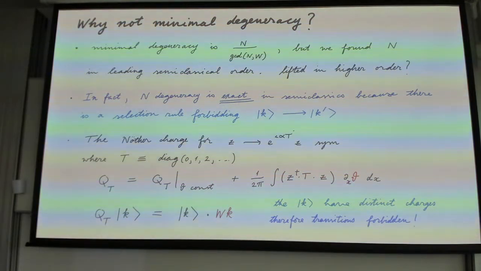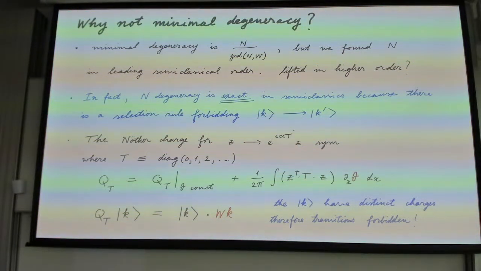Five minutes. Okay. So this is my last slide. Why didn't we get the minimal degeneracy? Earlier I said that the minimal degeneracy is n divided by the GCD of n and w. That's the minimal thing that the anomaly requires. But we found n in leading semiclassical order. And it's natural to ask, for cases where this GCD is greater than 1, if this n-fold degeneracy could be partially lifted, maybe by looking at some higher orders in semiclassics.